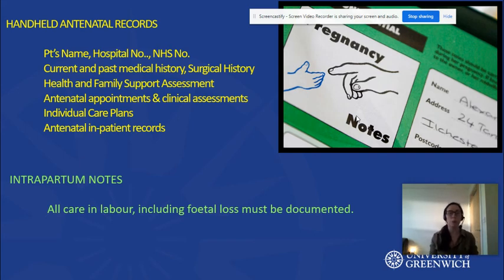When you get to the intrapartum notes, you'll be looking at things like, okay, what time did the labour start? How long did it last? How long were the contractions? How painful were they? Did she use any type of analgesic? What type of analgesia? What was her reaction to that analgesia?